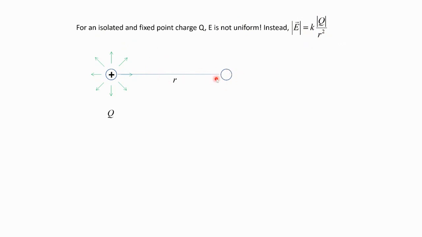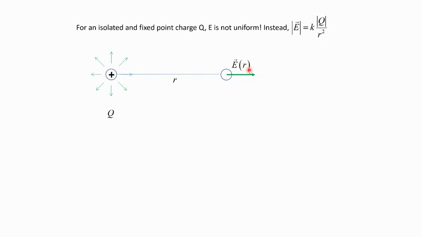So here's the point in space, the distance R away from the charge Q that's fixed in space. The electric field at that location has this magnitude, kQ over R squared. And in this case, that's positive. And the R is positive, so everything is positive.